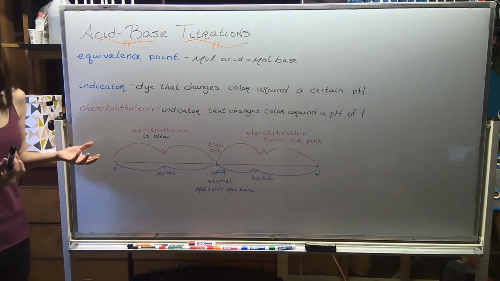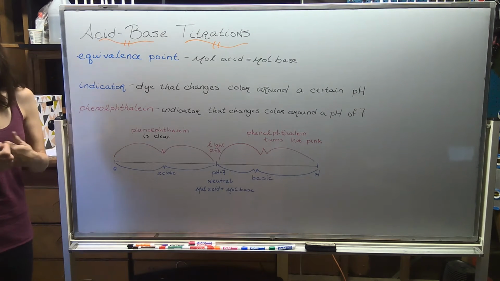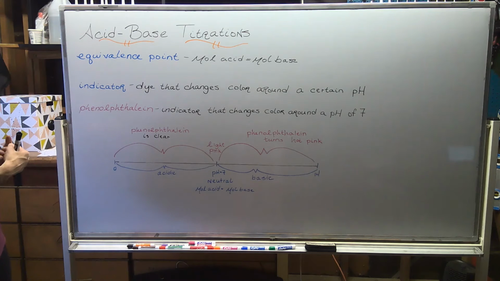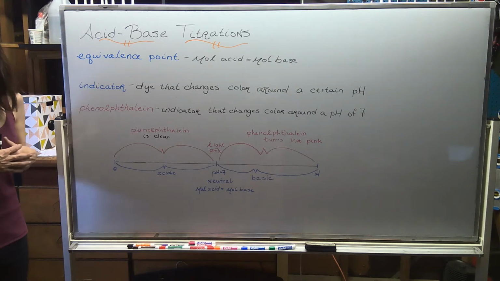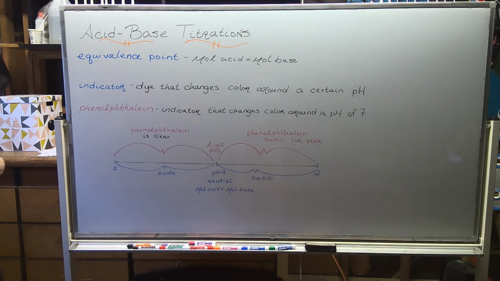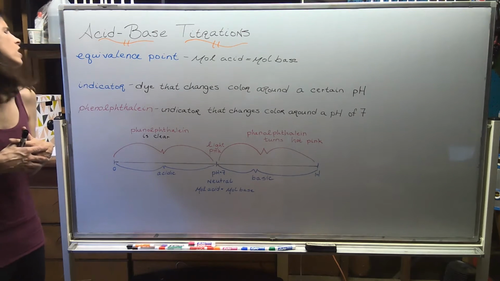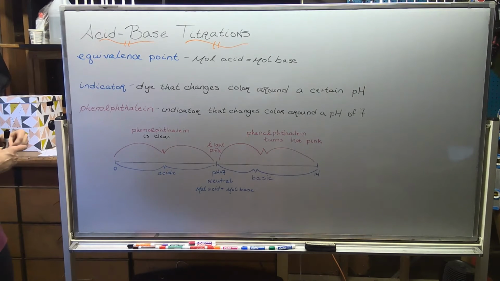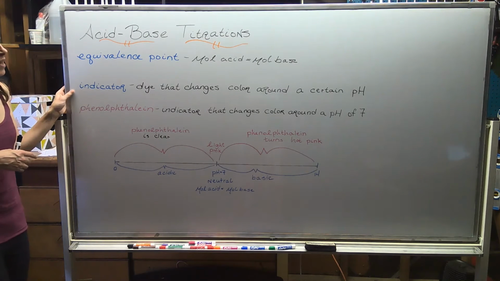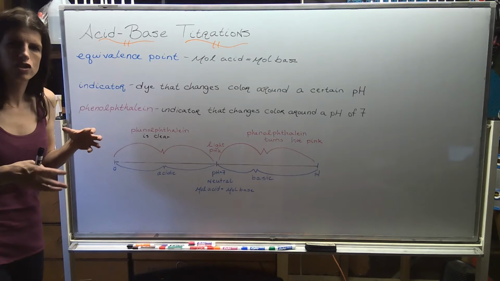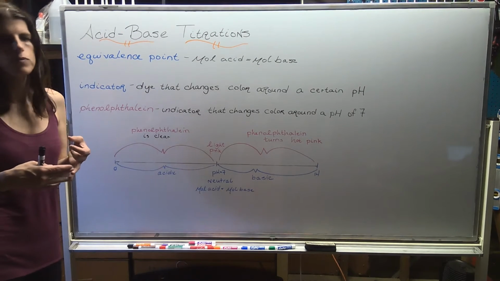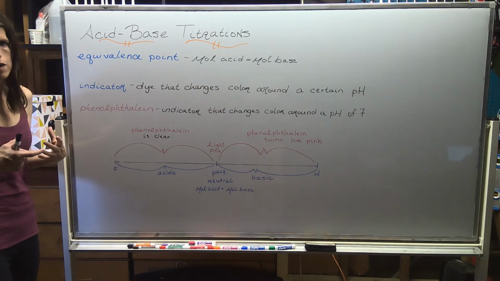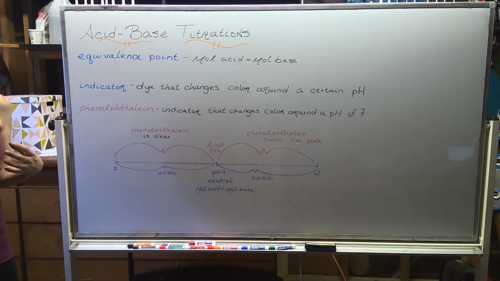How do we see that in the lab? You can absolutely use a pH meter. However, when there's not enough pH meters to go around, and to be honest, the process with a pH meter is a little bit more tedious, a lot of chemists will use what's known as an indicator. And that's a dye that changes color around a certain pH. So like other dyes, like food coloring, you only need to put a couple drops into your solution when you're doing your titration.